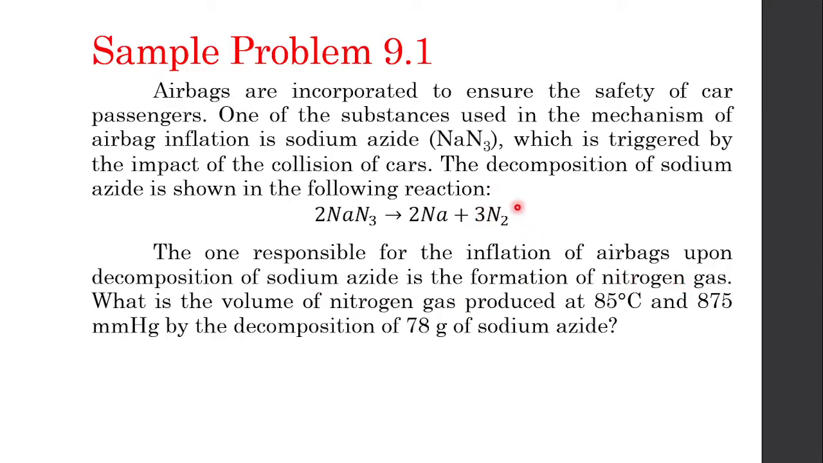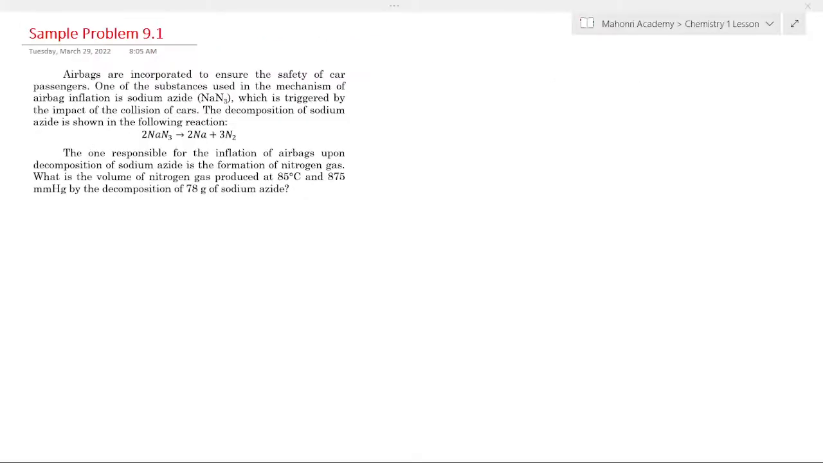So this N2 right here is a type of gas. What is the volume of nitrogen gas produced at 85 degrees Celsius and 875 millimeters of mercury by the decomposition of 78 grams of sodium azide? So we're going to take this and solve it, but we will be moving to note in order for us to do that. Okay, so here's our sample problem.